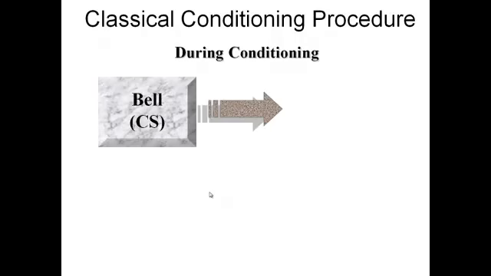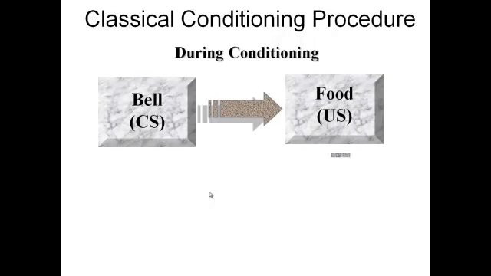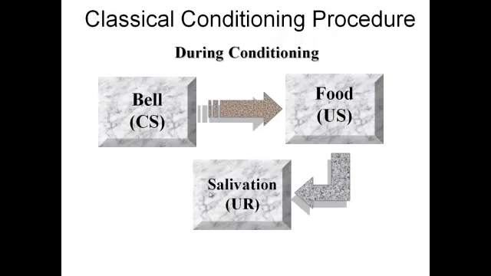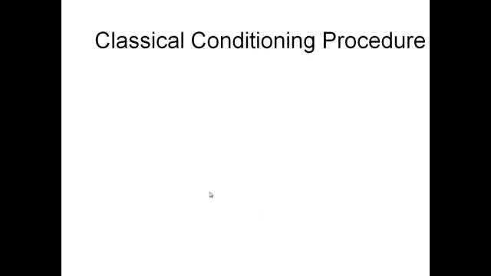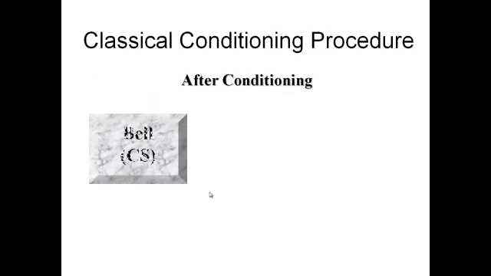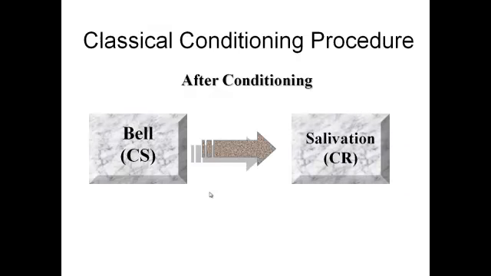During conditioning, the bell is paired with the food. The conditioned stimulus and the unconditioned stimulus are paired. Salivation is still in response to the food. Once that pairing is done repeatedly, eventually the bell, by itself, will produce the desired conditioned response of salivation. So this is what he discovered. With repeated pairings of the conditioned stimulus with the unconditioned stimulus, eventually the conditioned stimulus leads to a conditioned response.